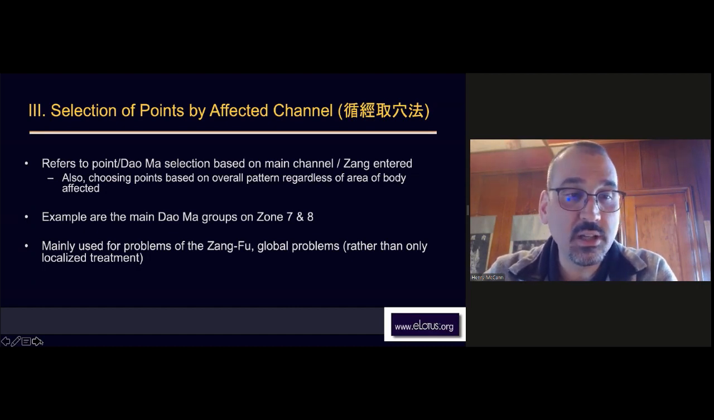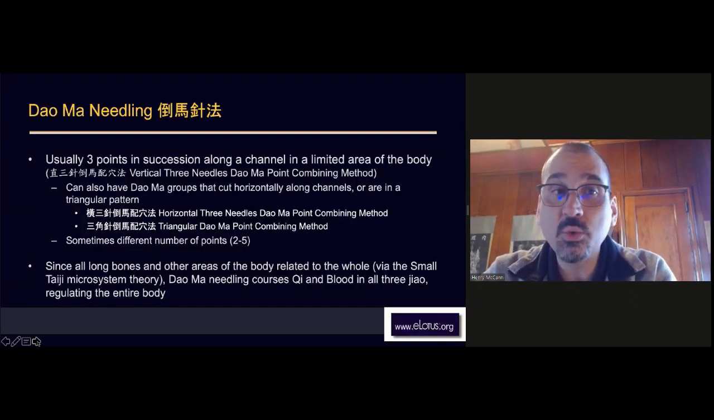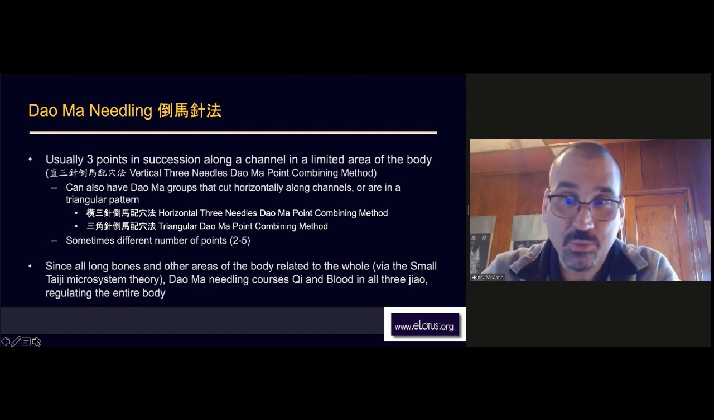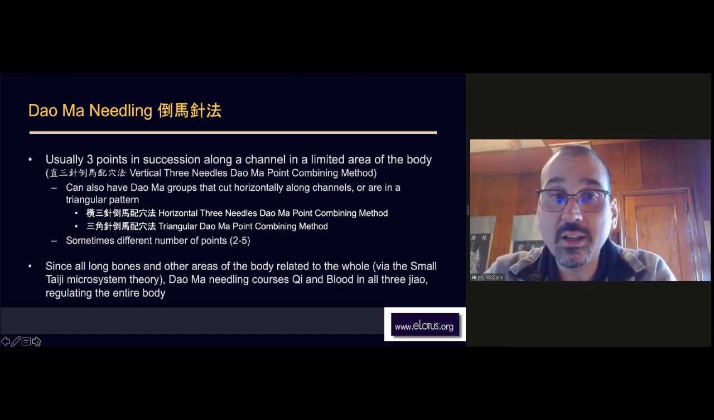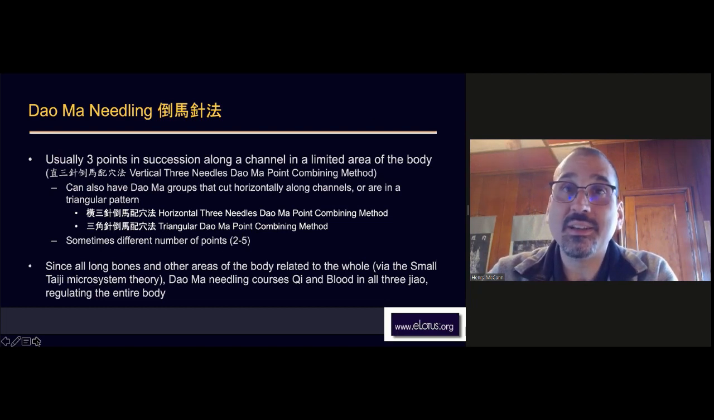So first, let's discuss what is this thing called Daoma needling. Daoma needling is an essential strategy within Dong's acupuncture, where it's a combination of usually 3, sometimes we can do 2 needles, along a certain area of the body with the goal of getting a better therapeutic stimulus through one small segment of the body. The most common orientation is called the vertical 3 needles Daoma point combining method.